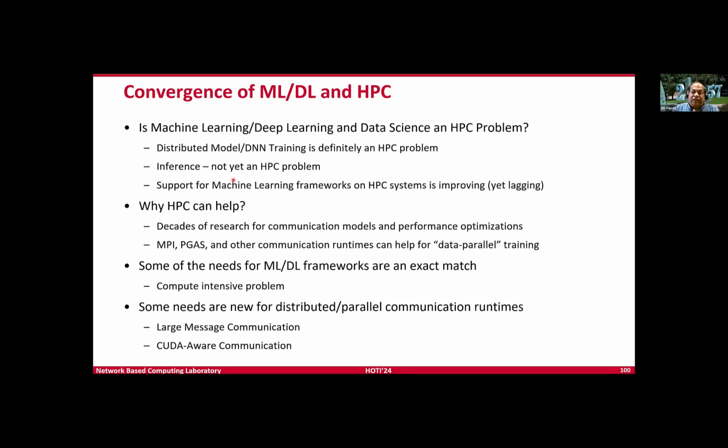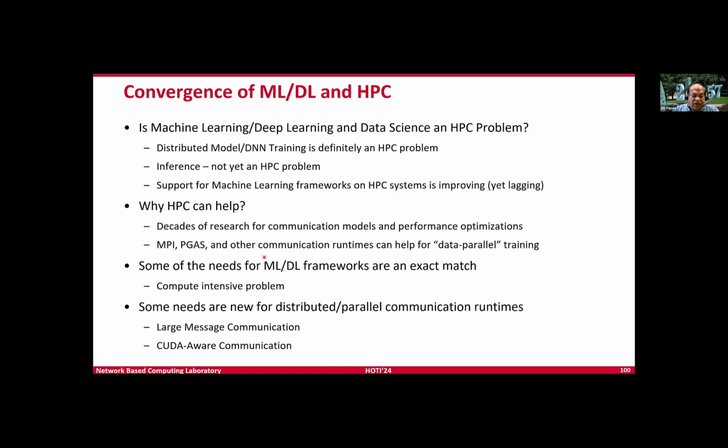But Amir indicated a lot of examples where a large amount of data is coming, or a lot of inference requests are coming to a single server. Those are actually HPC problems. And at the same time, the support for machine learning frameworks on HPC systems is also improving.